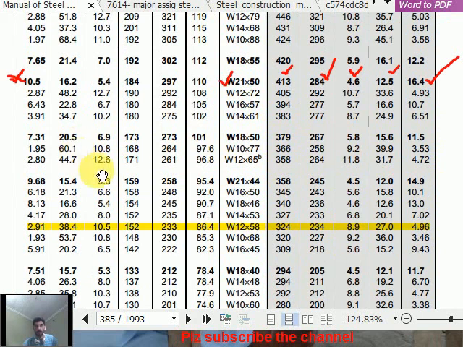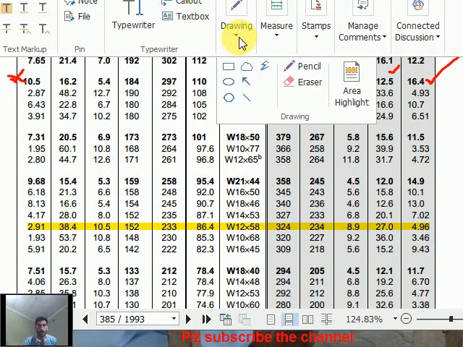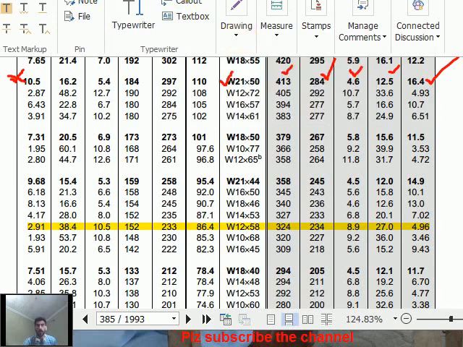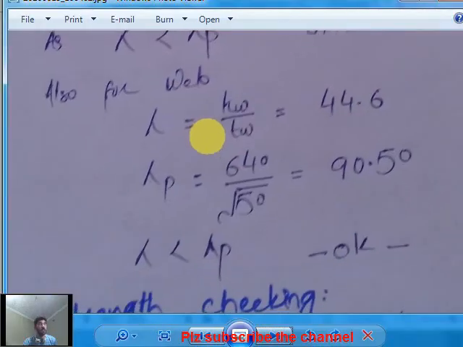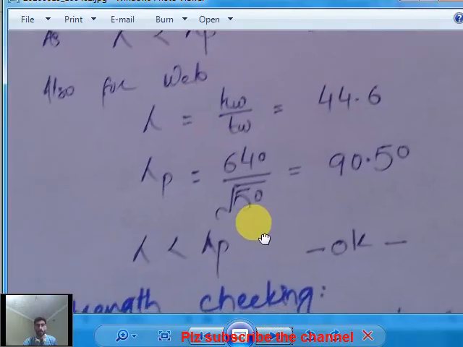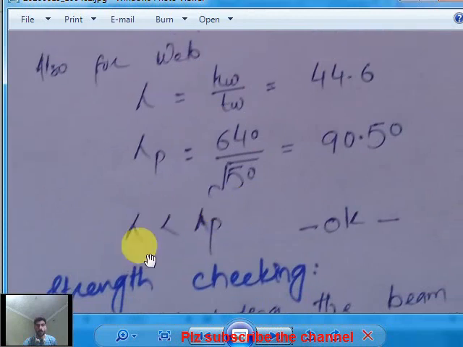So let me choose my pen, and okay, now we check the compactness of our web, clear? And this is also good news. Your lambda is less than lambda p for the web, so the web is also compact, clear?